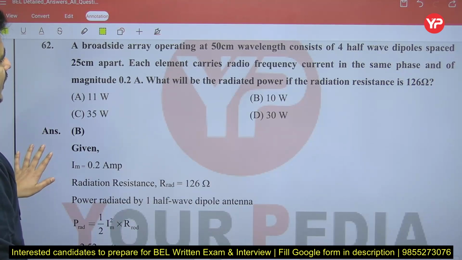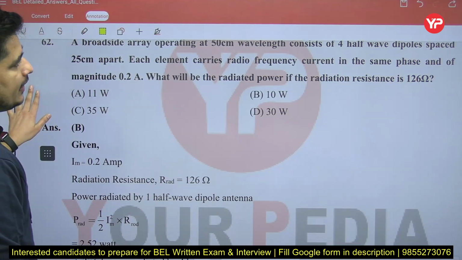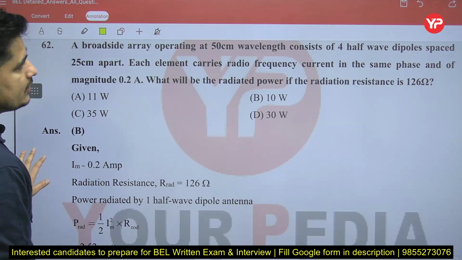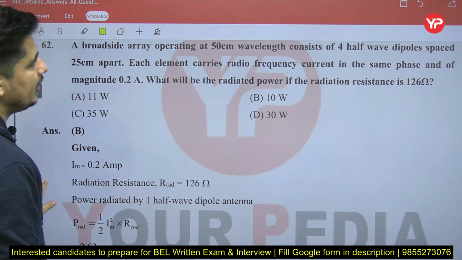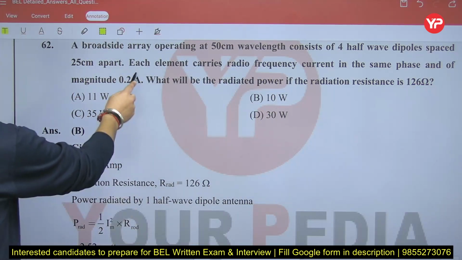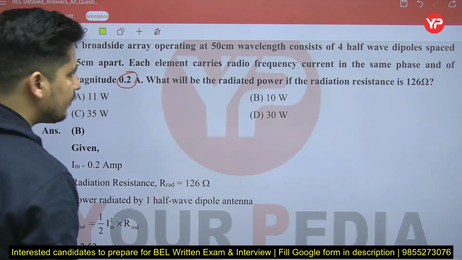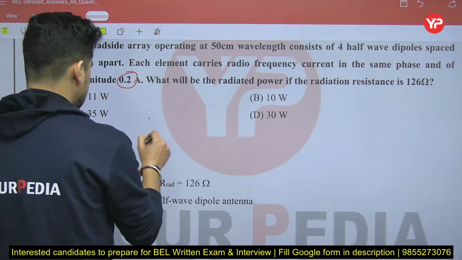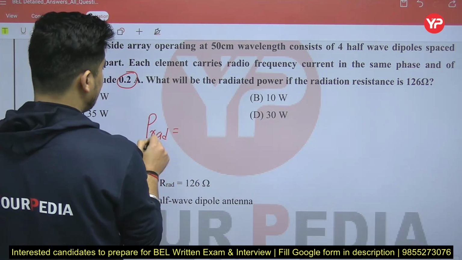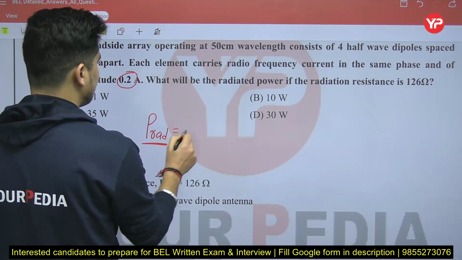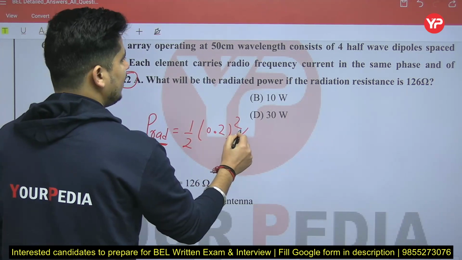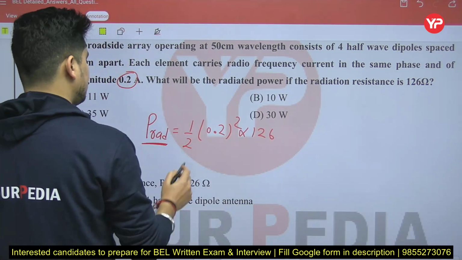Right. You have a broadside array operating at 50 centimeter wavelength, consisting of 4 half wave dipoles spaced 25 apart, each element carrying a radio frequency current in the same phase of this magnitude. What will be the radiated power if the radiation resistance is given? Basically, first we have to calculate the radiated power of a single element. For a single element, the radiated power will be 1 by 2 I_0 square multiplied by the radiation resistance. That will be the formula.